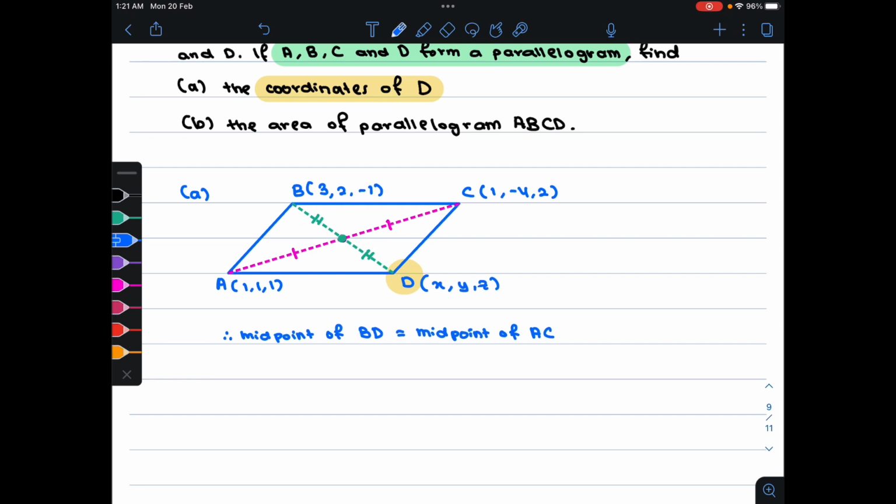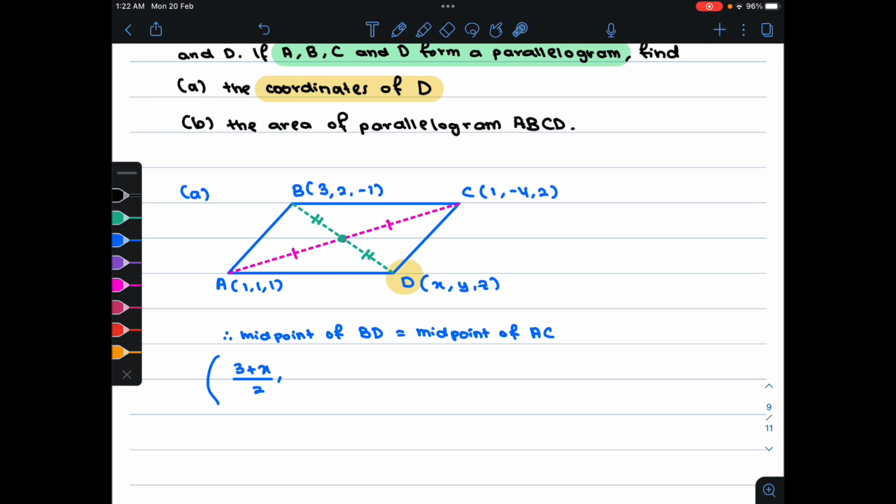Since we need to find coordinate D, I'm gonna give the coordinate D as (x, y, z). So let's try and find the midpoint of BD first. So this is coordinate B, and this is coordinate D. The midpoint is in the middle. So this means that the x coordinate of this midpoint will be half of the sum of the x coordinates of B and D. So it will be (3 + x) divided by 2.